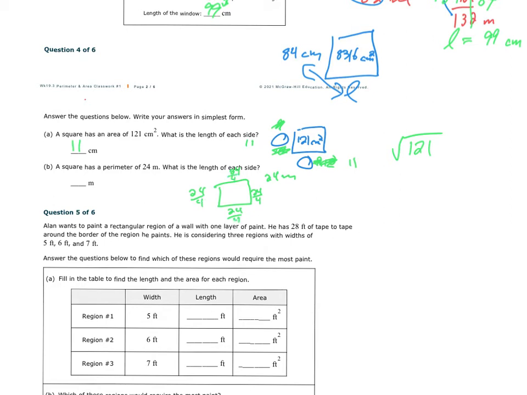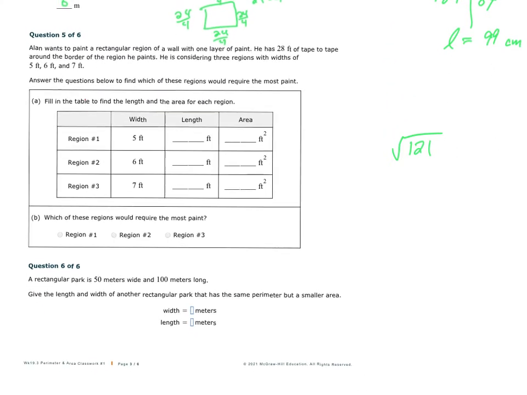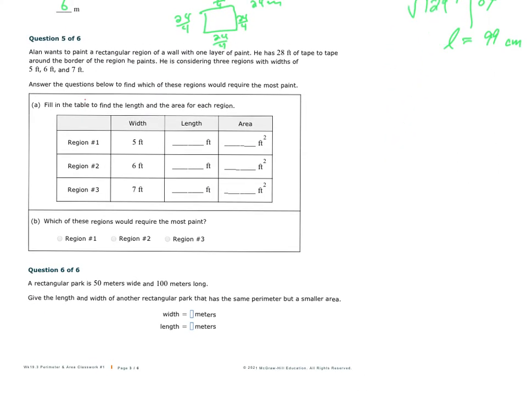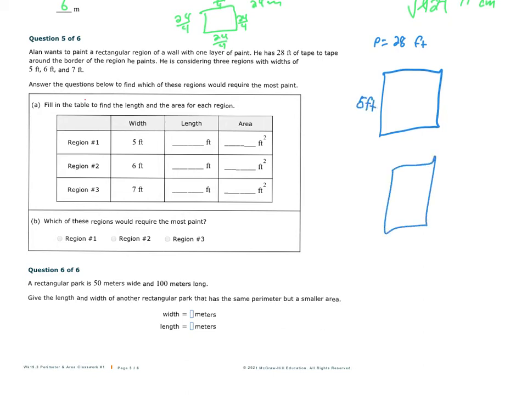So each side's going to be 6. Question 5. Alan wants to paint a rectangular region of a wall with 1 layer of paint. Okay, please draw this. He has 28 feet of tape, so the perimeter is going to be 28 feet around the border. He is considering 3 regions with the width of 5, another one with the width of 6, and another one with a width of 7.